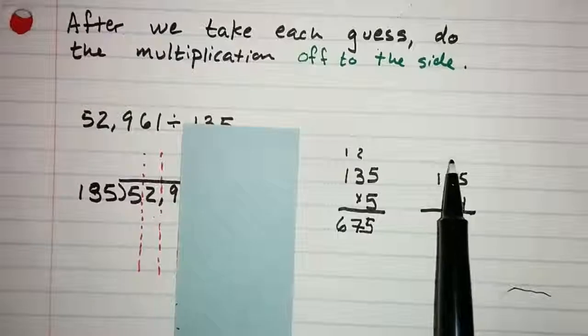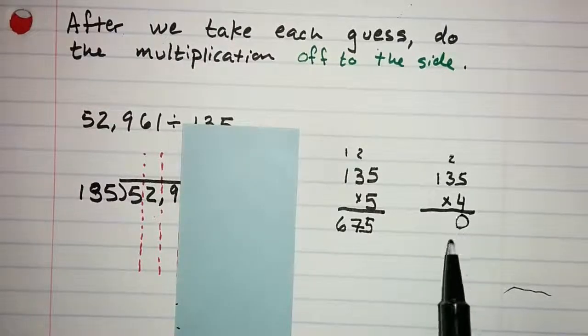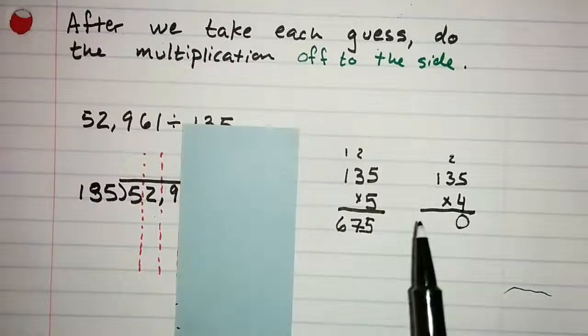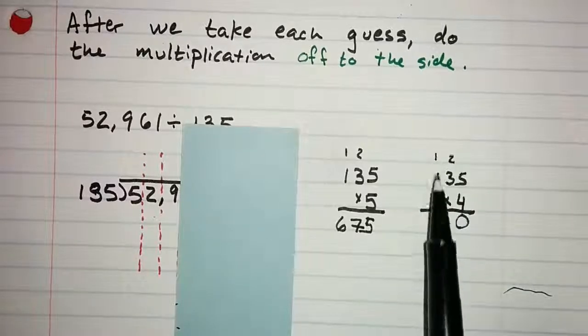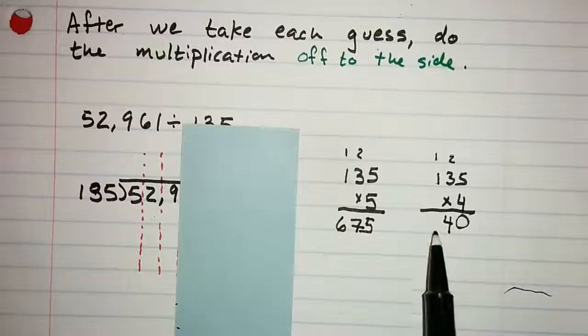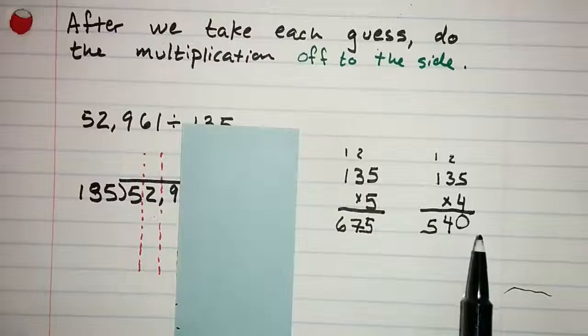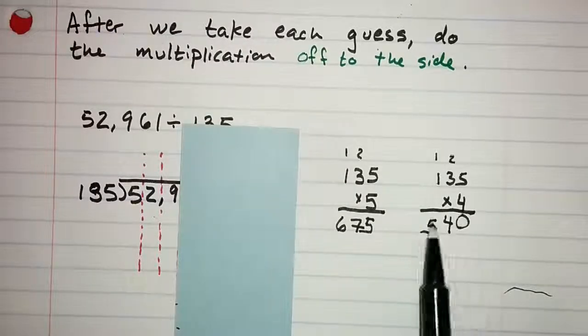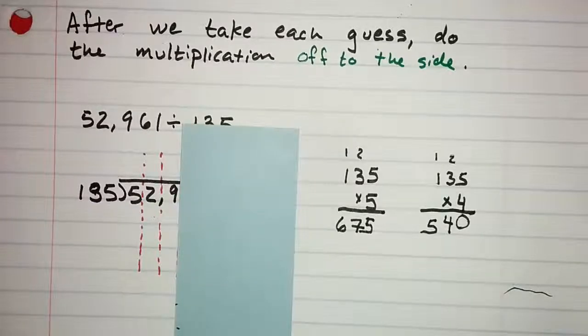4 times 5 is 20. 4 times 3 is 12, plus another 2 is 14. 4 times 1 is 4, plus another 1 is 5. So I get 540. Still too big, right? 540 is still bigger than 529. But I'm getting close. I'm almost sure 3 is going to work.